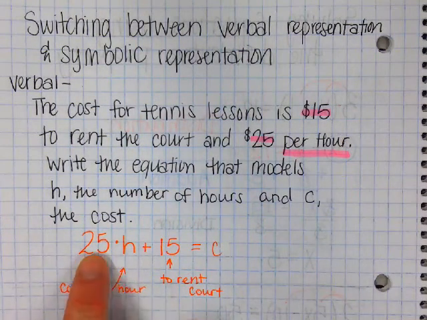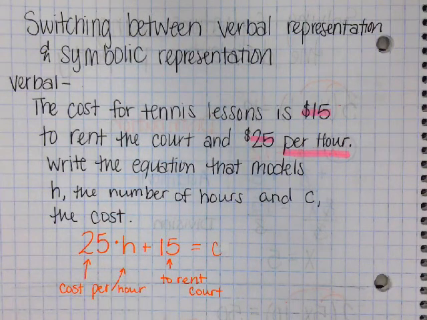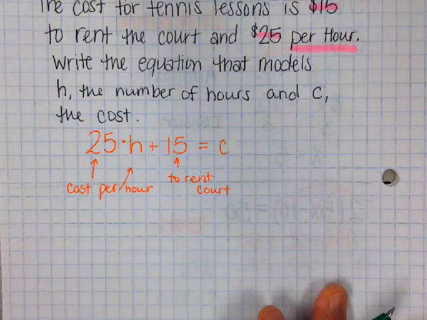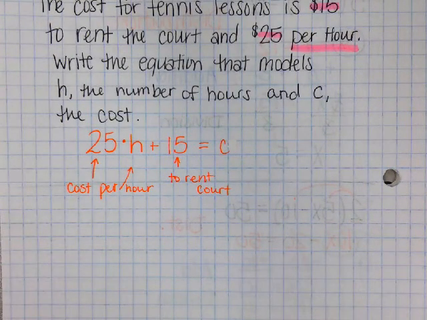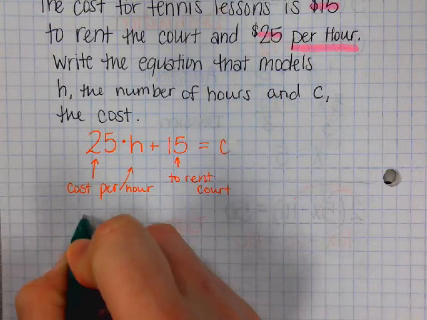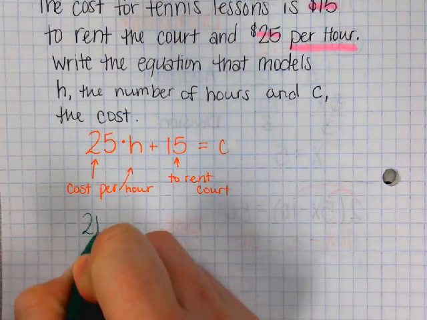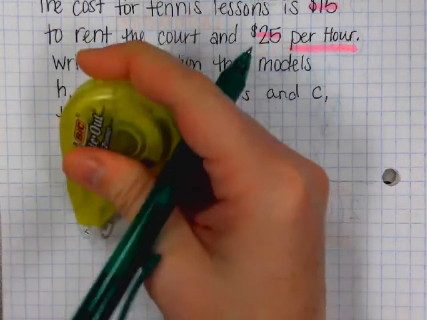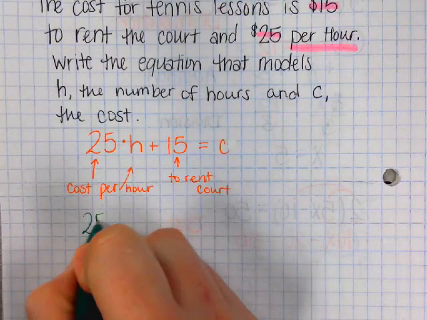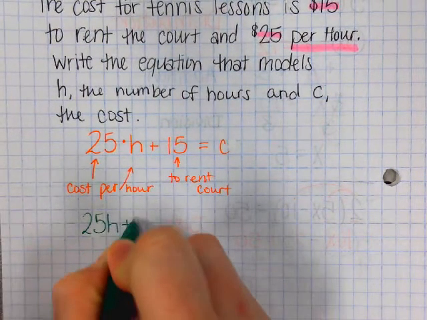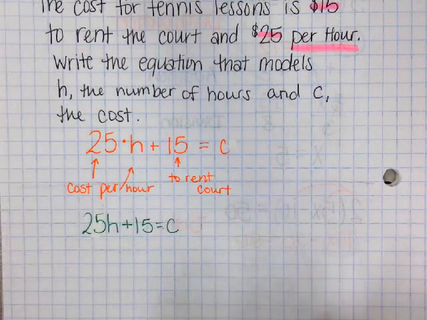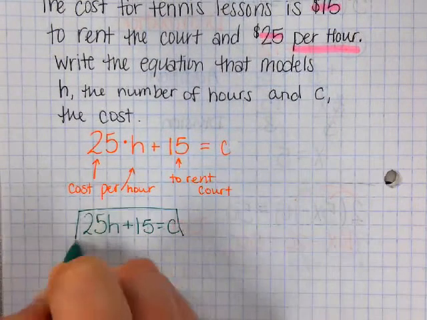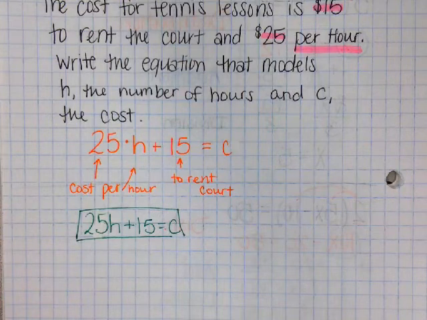Remember, you are not going to be seeing 25 times H. On the quiz, it was okay if you used times, but we are going to be moving away from that because we need to start writing out our math equations more properly, the way you are going to see it on tests and everything. So it would be, oops, I forgot, I was trying to write 25H. So 25H plus 15 equals C. That would be our final equation.